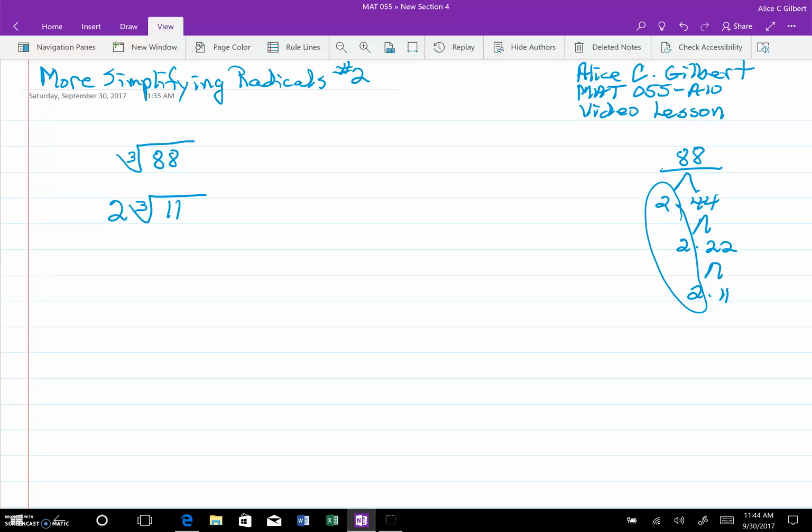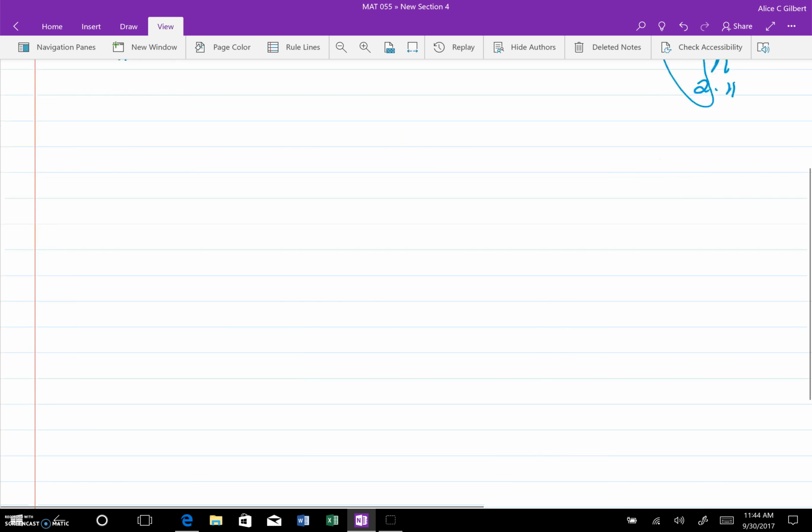And remember, guys, be sure to say this correctly. If you are not saying the word times between these, then you're going to end up messing things up when we get to later stuff, because you aren't going to know what's going on with this number and the radical. So 2 times the cubed root of 11, just a reminder.